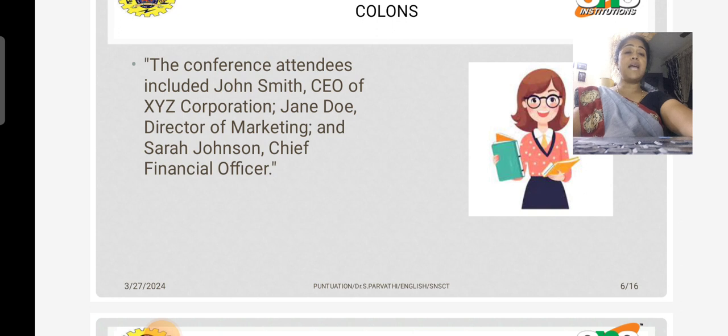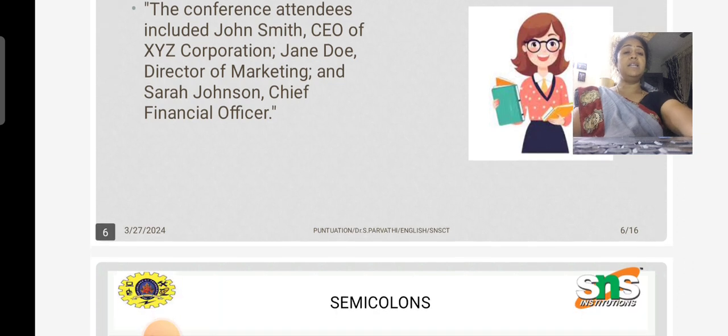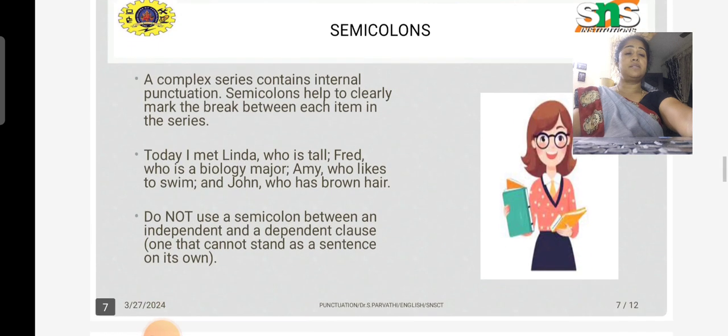The conference attendees included John Smith, a CEO of XYZ Corporation; John Dio, Director of Marketing; and Sarah Johnson, Chief Financial Officer. See, here one semicolon separated, and here another semicolon separated. So with their designations, you are showing the different persons and different designations where you have used these semicolons.